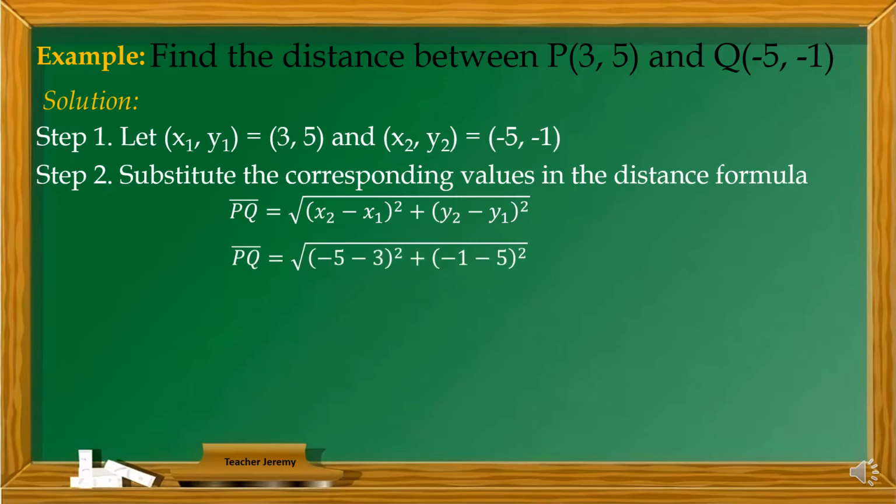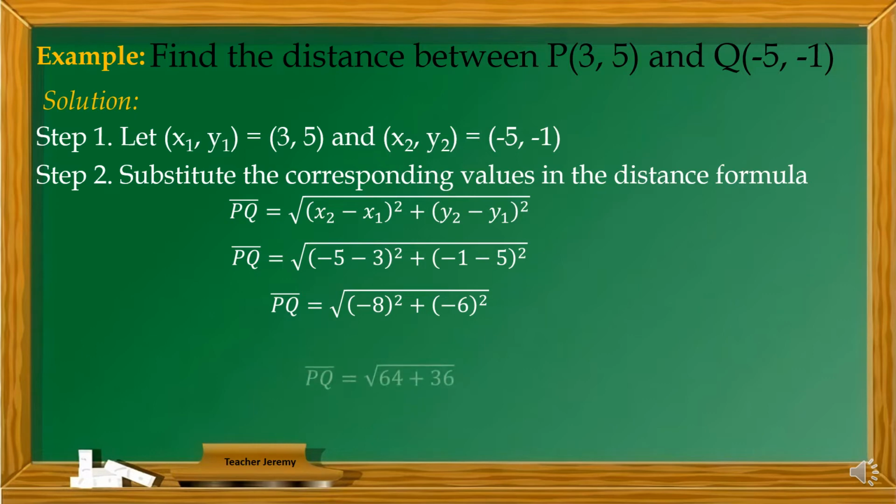And then, substitute, your x sub 2 is negative 5 minus x sub 1 is positive 3. Okay, so we have negative 5 minus 3 squared plus y sub 2 is negative 1 minus y sub 1 is positive 5. So we have negative 1 minus 5 squared. And then you can simplify your answer inside the radical symbol. So we have negative 5 minus 3, that is negative 8. Negative 1 minus 5 is negative 6.